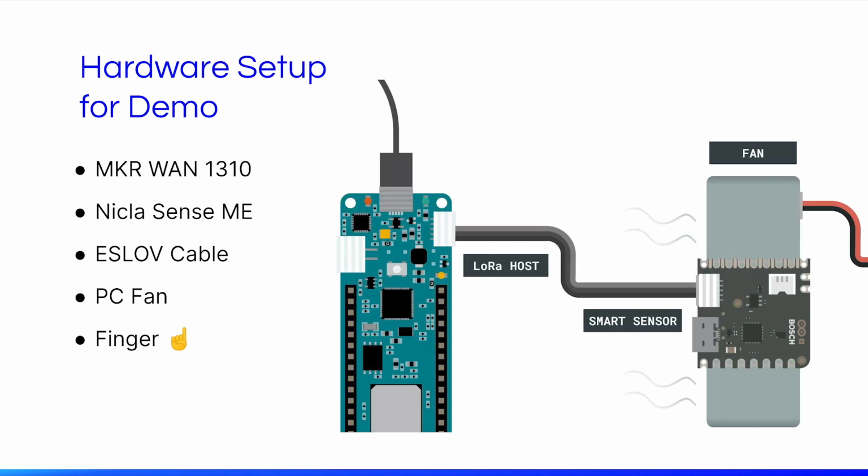Regarding the hardware setup, we're going to use a MakerBand 1310 that connects our predictive maintenance solution to the cloud, and a NiklaSense ME that acts as a smart sensor. The two boards are connected via SLOF cable so they can communicate with each other. The NiklaSense is mounted on top of a PC fan, so in this demo we're going to measure the vibration of the fan, which may indicate that it's about to fail. In place of the fan, you could imagine any kind of machine that could show vibration anomalies if it's about to fail.